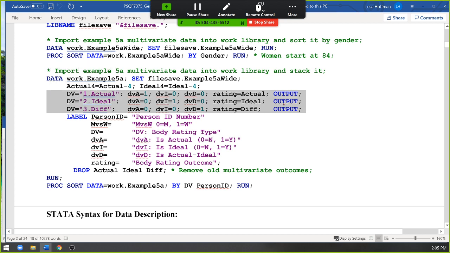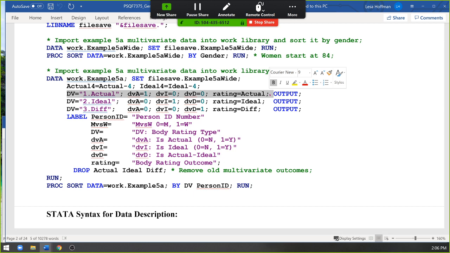The output makes it write a whole new line. So what it's doing is it's taking the line of data that you have, it is adding this information to it, and then writing it. And so then basically it's going to have 3 times as many rows because it's writing this 3 times.